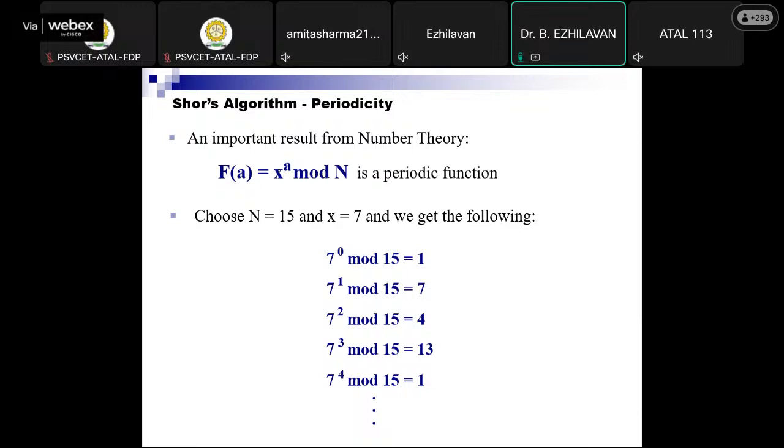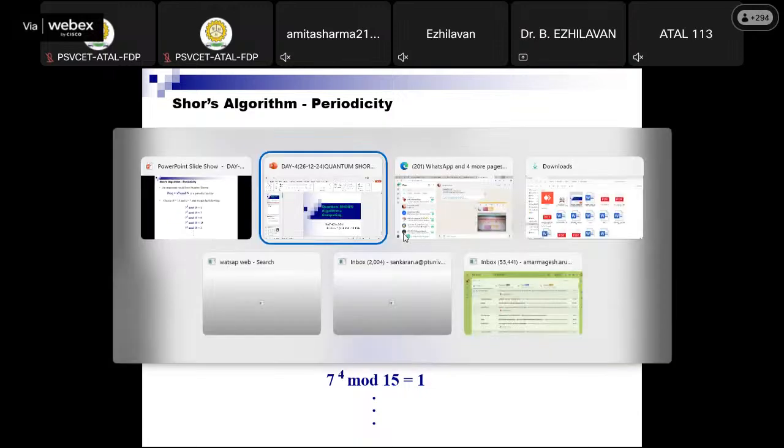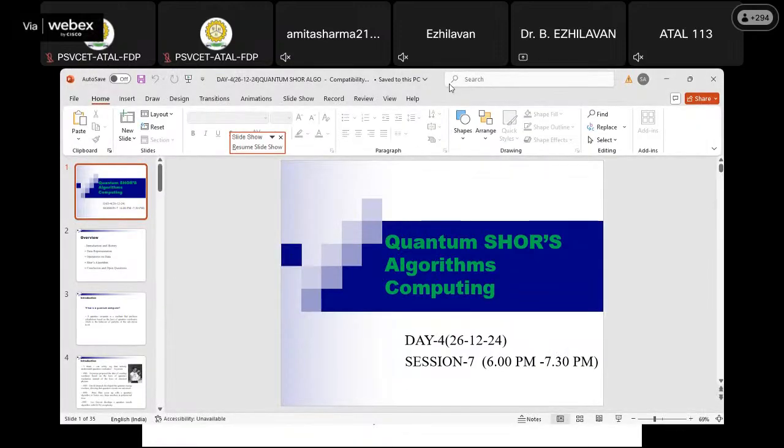If you want to know how this calculation is done, I will show. One minute, I'll stop and I will show.